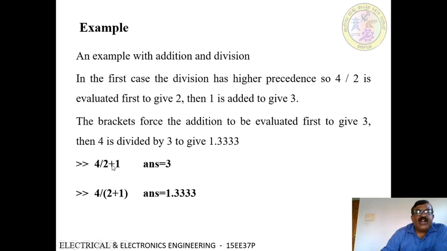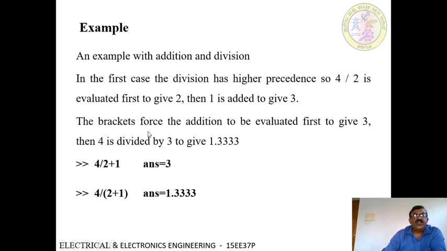So the 1 is added to the result of this: 4 by 2 is 2, plus 1. The answer is 3. And in the second case, we use the same digits with the same operators. Here we use an extra parenthesis. 2 plus 1 will be within the parenthesis.